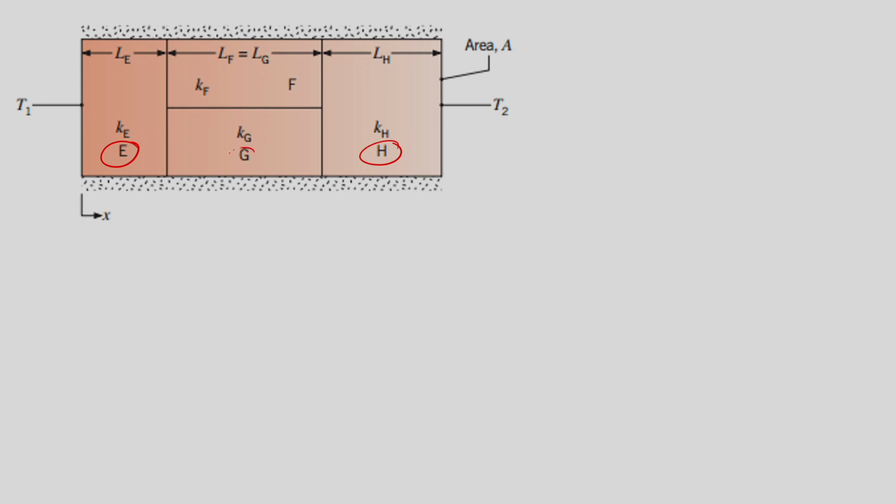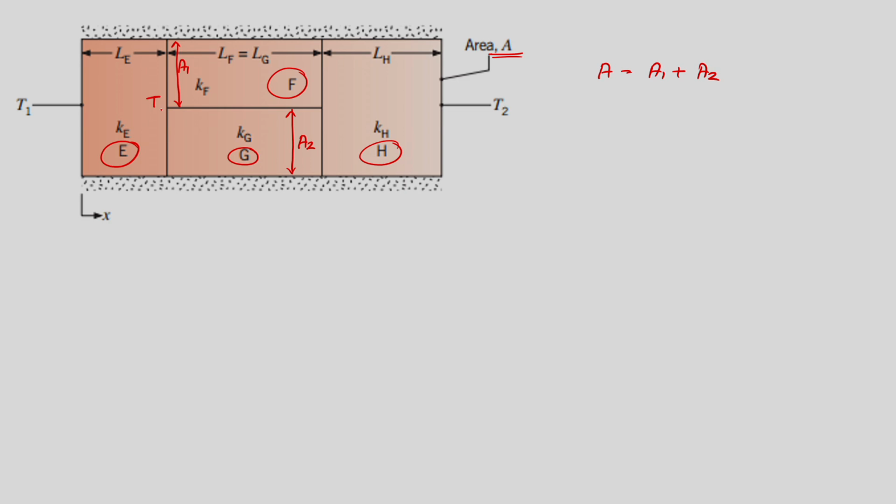So, the lower part G is having a conductivity of Kg, and the layer F is having a conductivity of Kf. The lengths are equal, but their areas are different. While the overall area is this A, let us say this area we mention as A2, and this area we take as A1, such that A is equal to A1 plus A2. The temperatures are given as T1 and T2 at the two extremes.